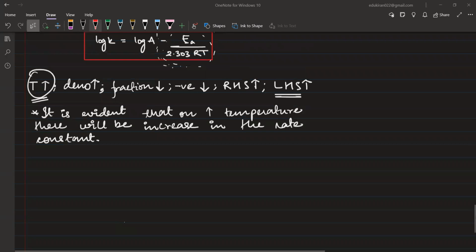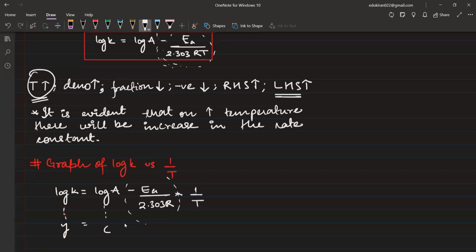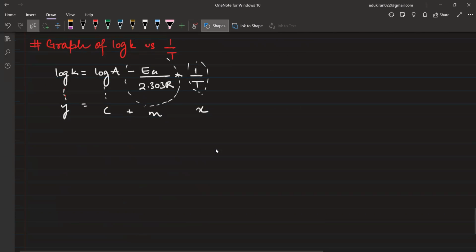Okay, right? Graph of log K versus 1 by T. We have our equation which says that log K is equal to log A minus EA upon 2.303 R times 1 upon T. So from here you can see that I can plot a graph where this is my Y, this is my C, this whole thing is my M, and this is my X. So it is the graph of Y is equal to MX plus C. So please plot it like this.